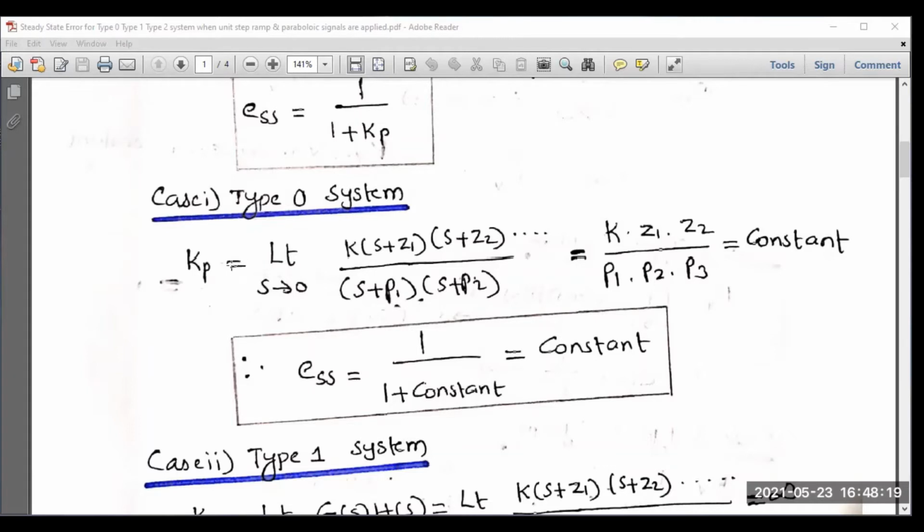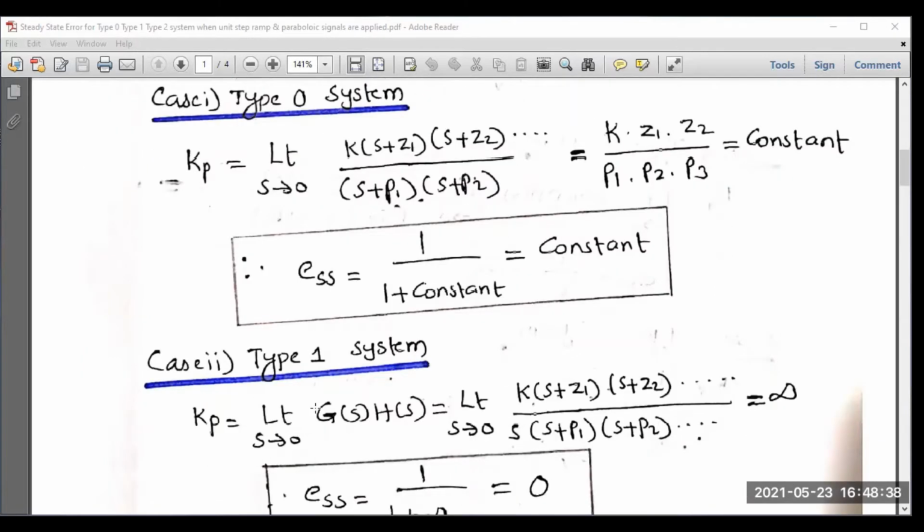So you have got the value of Kp for type 0 is equal to constant. Let me show how to calculate the steady state error for a type 0 system. That means 1 divided by 1 plus Kp. So what is Kp? Kp is equal to constant. So 1 divided by 1 plus Kp is equal to constant. So one part is over. I hope it is very clear.